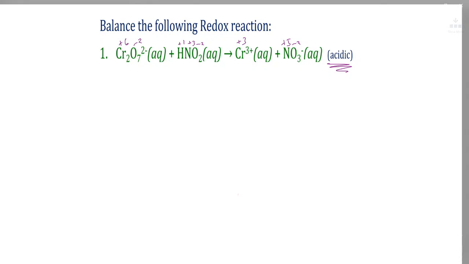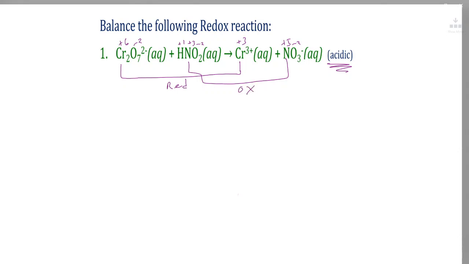Okay, so now we need to decide what's being oxidized and what's being reduced. Okay, so let's just make our pairs here. So first of all, I see that chromium is going from a +6 to a +3. Okay, so it's gaining electrons, so it's being reduced. Okay, then what else do we have? We have nitrogen going from +3 to +5, so it's being oxidized.